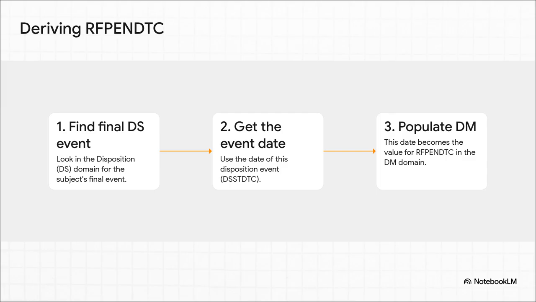The answer isn't found on the demographics form at all. The right way to do it is to go look in the disposition or DS domain. You find that subject's final disposition event, whether it's completed or maybe lost to follow-up, and you take the date of that event, DSSTDTC, and use that to populate RFPENDTC back in the DM domain. It creates this perfect logical link between the two datasets.